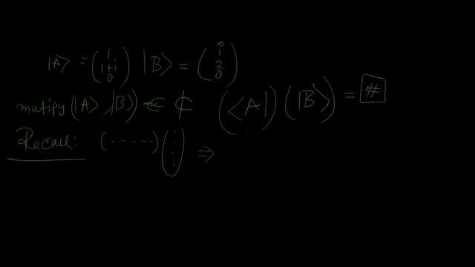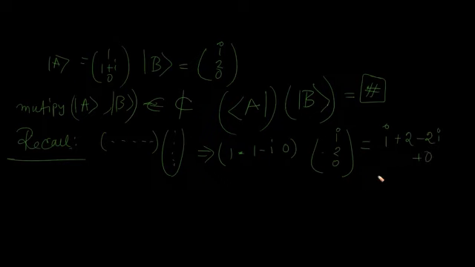So the idea is the following. Now I just take the bra of A, 1 minus i, 0. And for the ket B, this is just i, 2, 0. And now if I multiply it, this is just i plus 2 minus 2i, and finally 0. So this is just 2 minus i. And we have a complex number. This belongs to the complex number set.